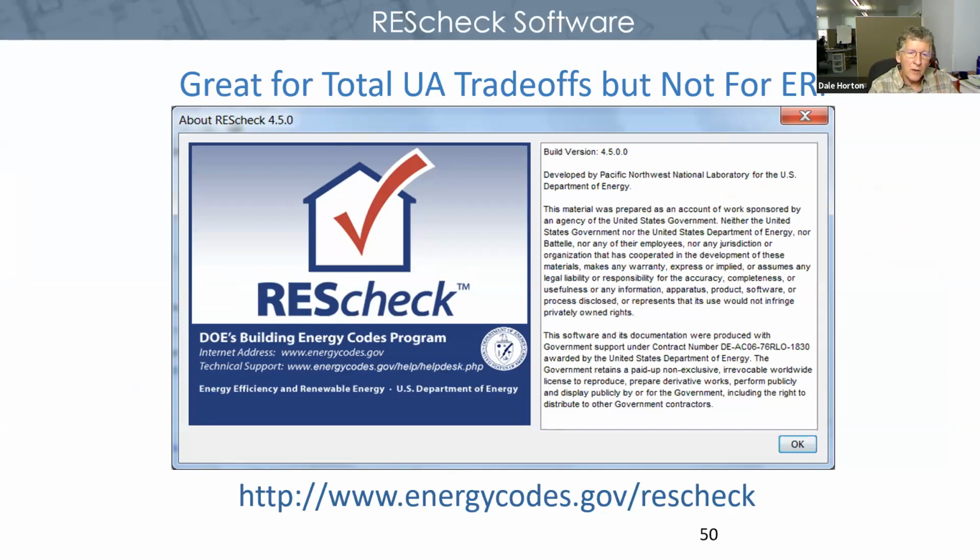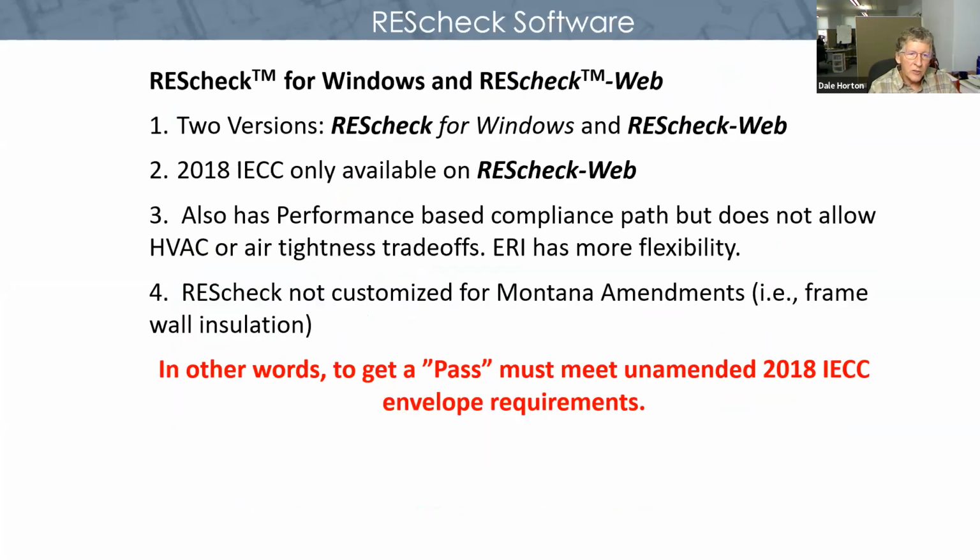You can go to the URL that's shown at the bottom of this screen, energycodes.gov, and either download the REScheck that would be used for the current code based on the 2012, or you can use the software online for analysis in the future on the 2018. So there are two versions. I've mentioned both, the online version and the downloadable version. The 2018 IECC will be available only on the downloadable or web version.